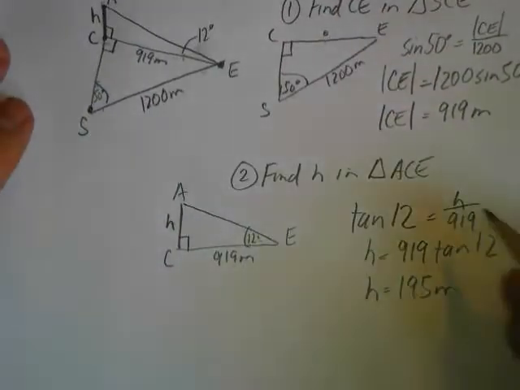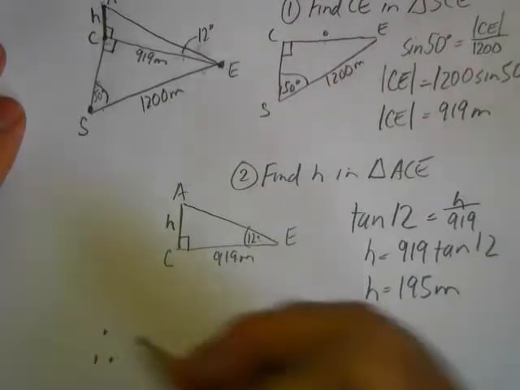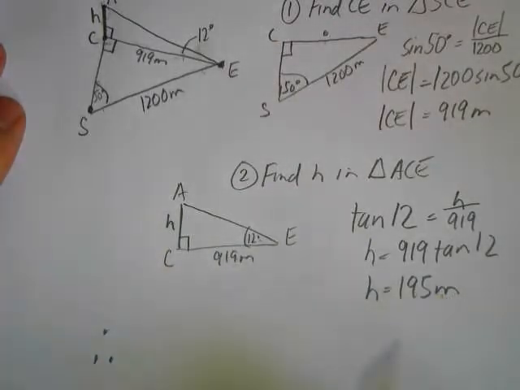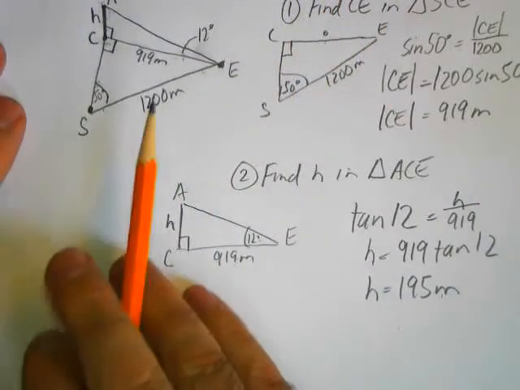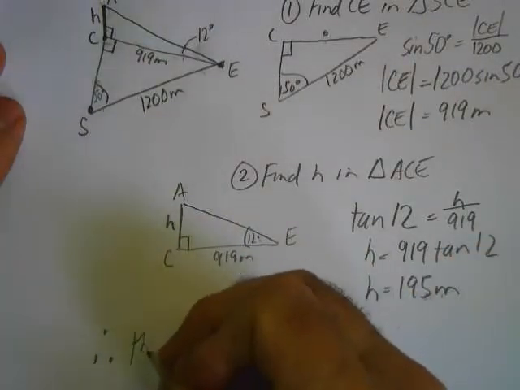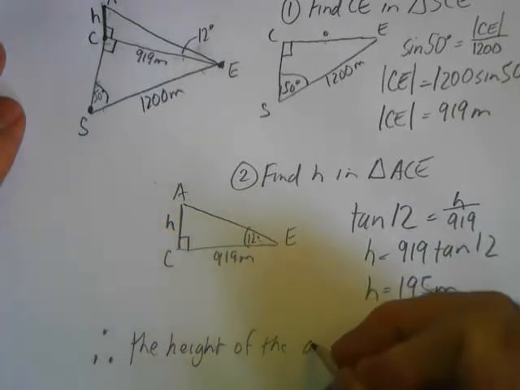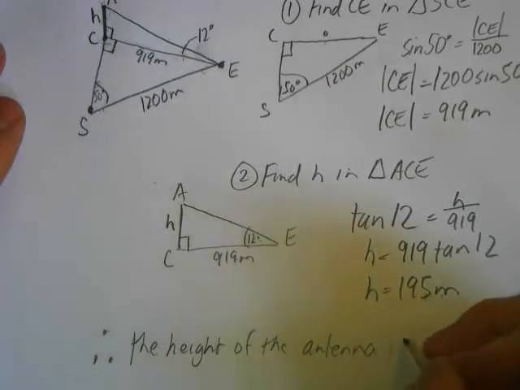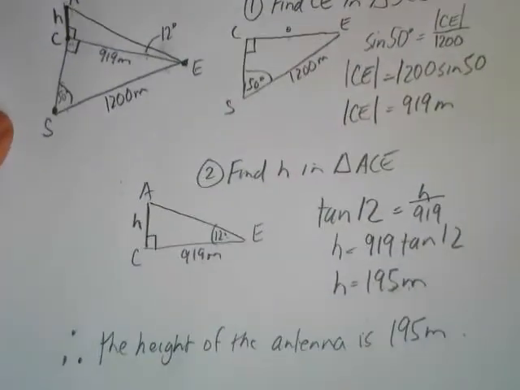So therefore, and don't forget the word problem, word answer. And don't forget your units. I put my units there, but make sure you also put it in your word answer. And if you forget what you're being asked, you can just go back, look at the question, determine the height of antenna to the nearest meter, which we've already done. So therefore the height of the antenna is 195 meters. And we're done, okay?